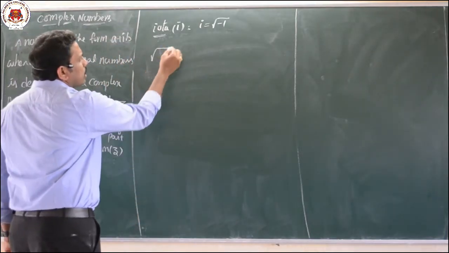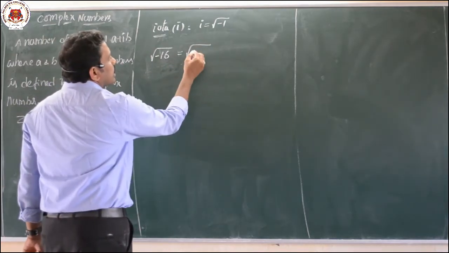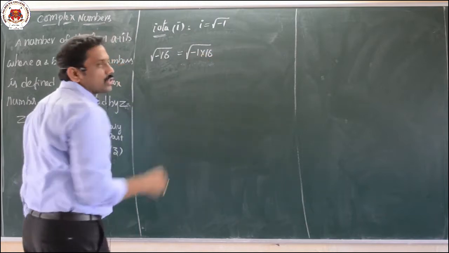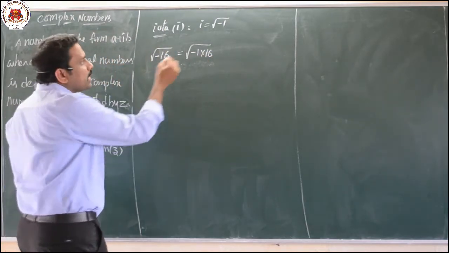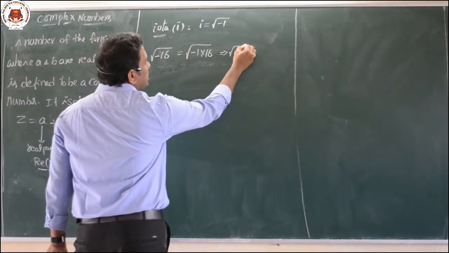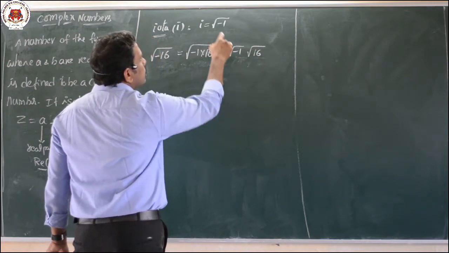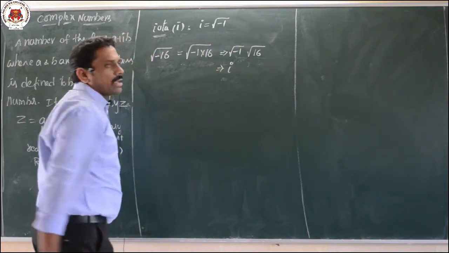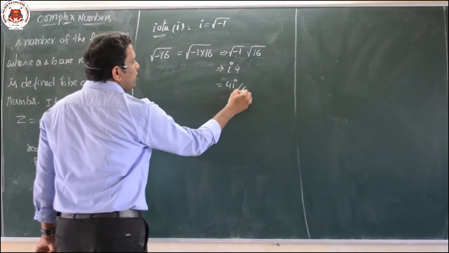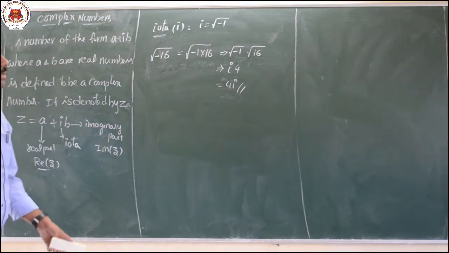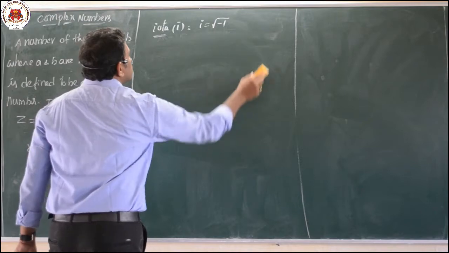Suppose the square root of minus 16 is there. So how to write the square root of minus 16? We can write minus 1 into 16. Generally for a negative number, the square root can't be defined, but here we can write like this: square root of minus 1 into square root of 16. So the square root of minus 1 value is nothing but i, and root 16 value is 4. So what is the answer? The answer is 4i. In this method we will find out the iota. Using the iota we can find the square root of a negative number also.